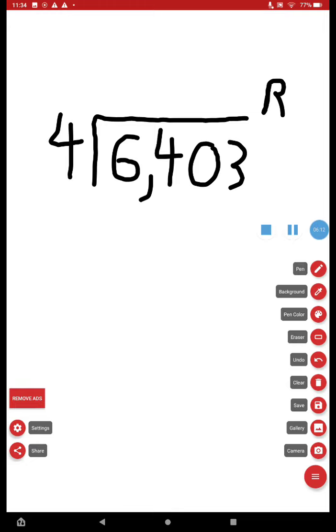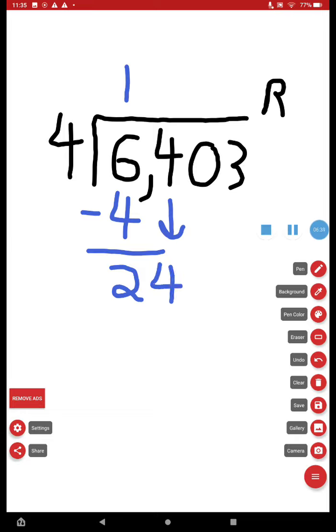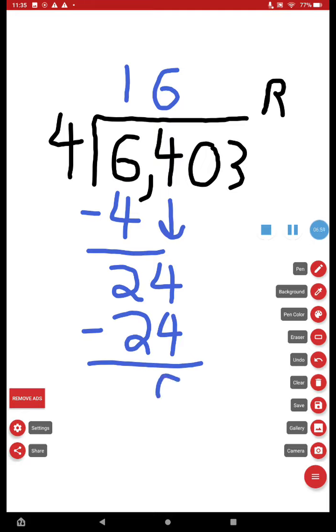6 divided by 4 is 1. Divide, multiply, subtract, and bring down. 1 times 4 is 4. Line it up well. Divide, multiply, subtract. 6 subtract 4 is 2. Divide, multiply, subtract, and bring down the 4. 24 divided by 4 is 6. Divide, multiply, subtract, and bring down. 6 times 4 is 24. That's a math fact that you've memorized. Divide, multiply, subtract. 24 subtract 24 is 0.